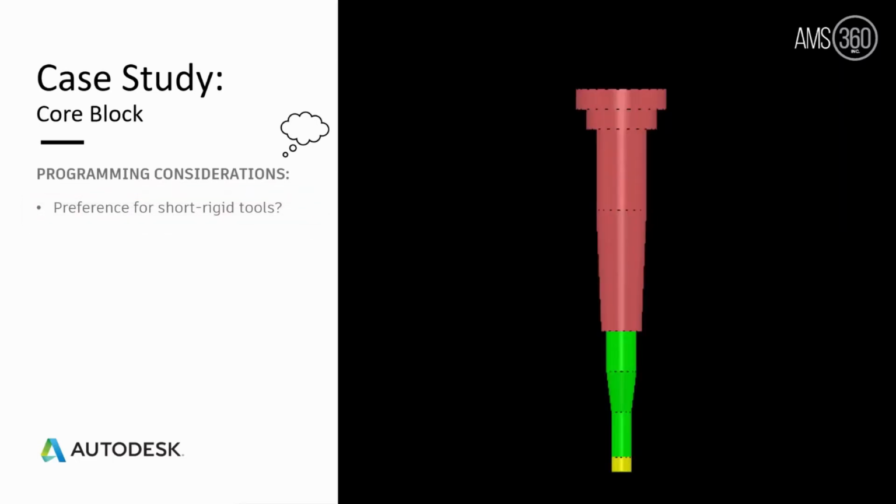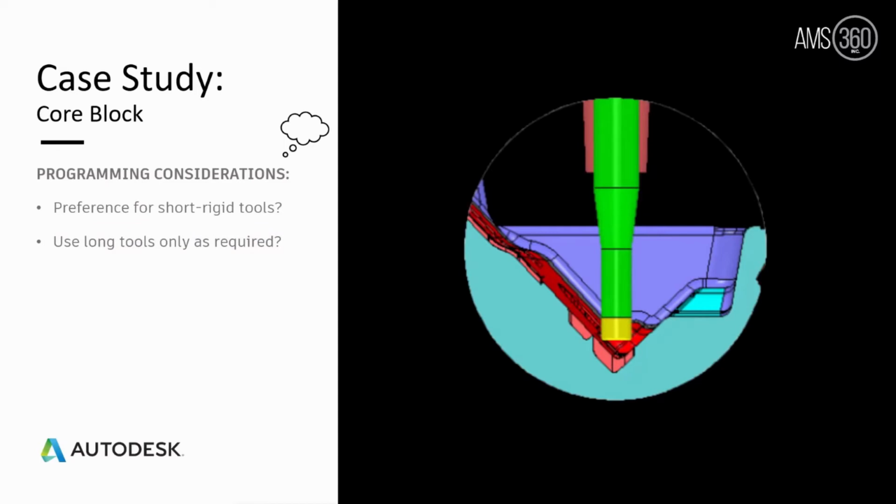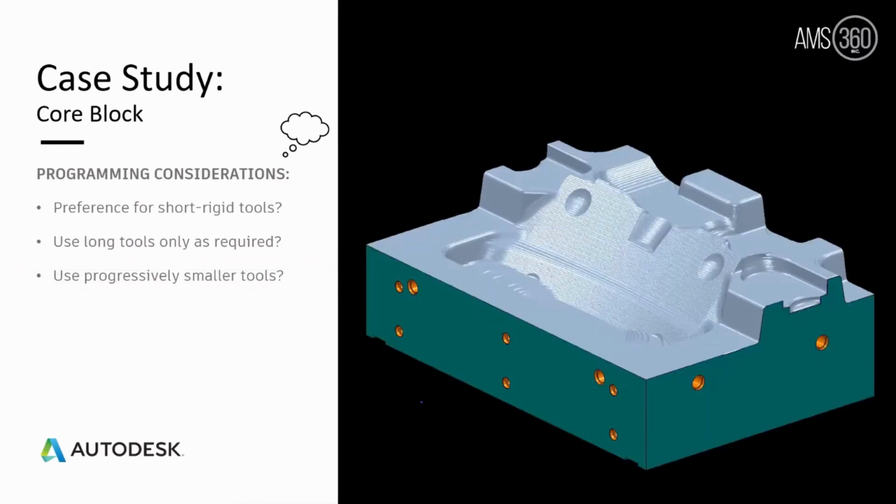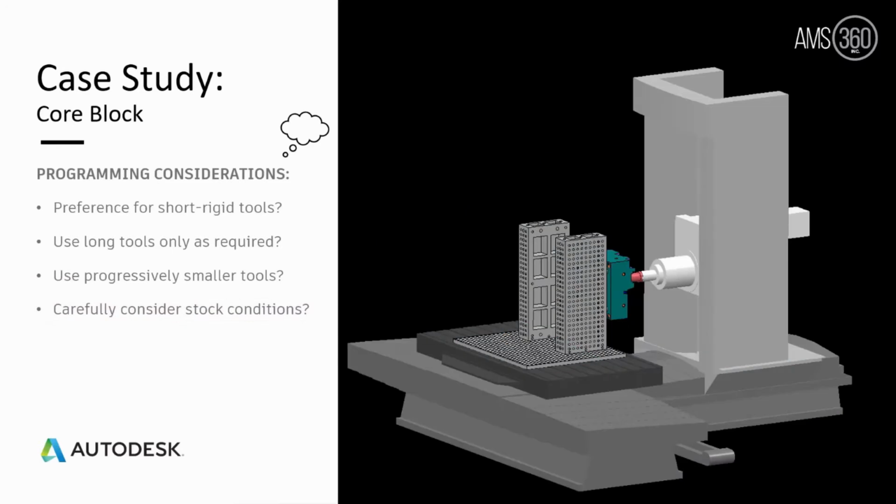Is there a means for using longer tools of the same diameter only as needed? Will the tool paths using this smaller diameter tooling continue from where the larger tool left off? And in doing so, will this happen in a manner that carefully considers not just the model geometry, but also the current state of the stock?